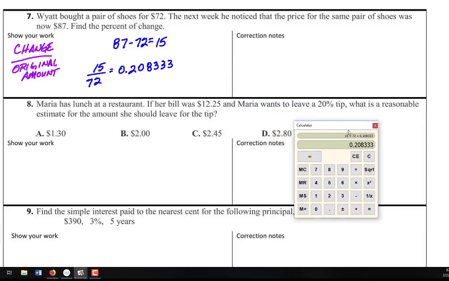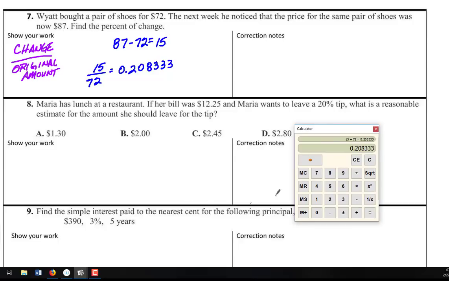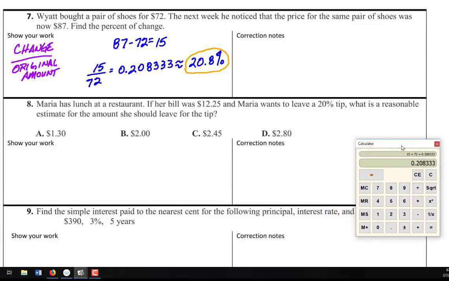0.208333. I have a feeling those threes might continue on forever if our calculator had enough space. We don't need all that, though. We're going to round this to the nearest 10th percent. So you ended up with a change of 20.8%. Now, if you rounded yours to 20 because there weren't instructions that said round to the nearest 10th, don't sweat that. If you knew how to do it, you knew how to do it. On the test itself, I'll be sure to include what percent to round to.